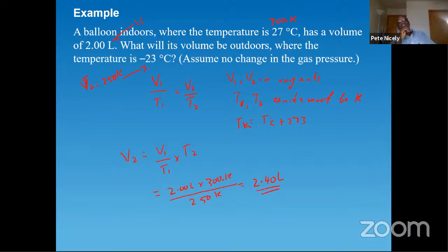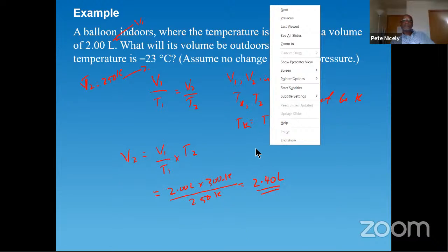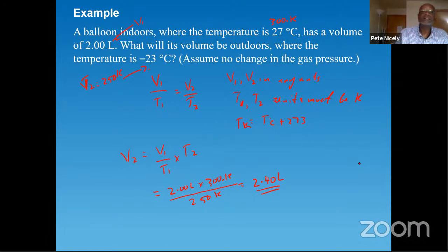All right, so that's how we do this example. Any questions about this one? Any questions? All right, so let's see what's up next.